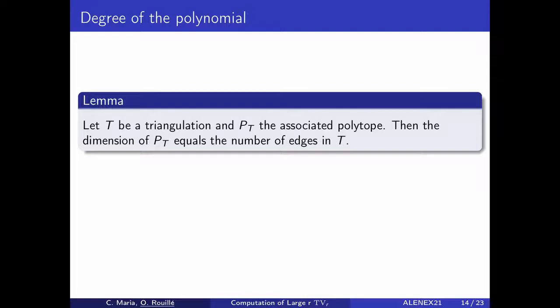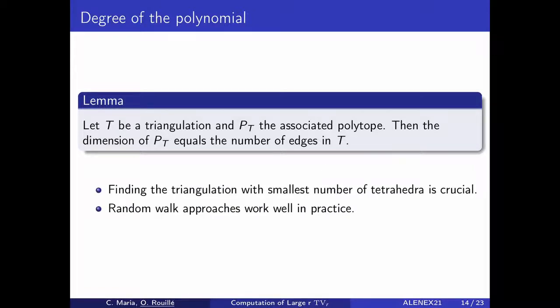So now we use the Ehrhart theory to count the number of admissible colorings given a triangulation and a value for R. Ehrhart gives us that the dimension of the polytope is also the degree of the polynomial, and we showed that this dimension is equal to the number of edges in the triangulation. So to ease the computation of the Turaev-Viro invariant, the first thing to do is to find the triangulation with the smallest number of tetrahedra.